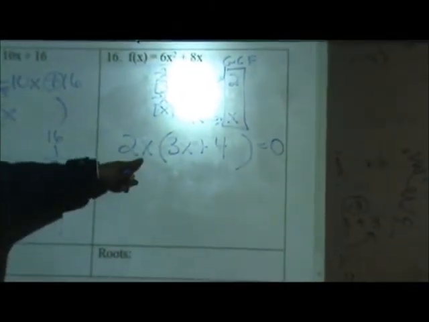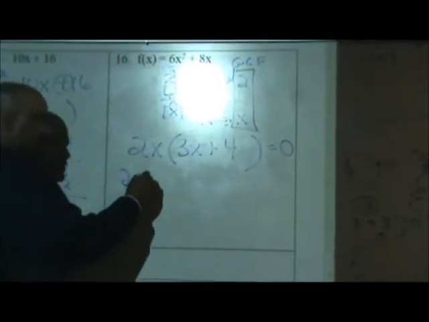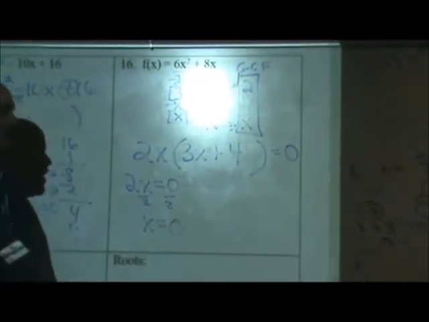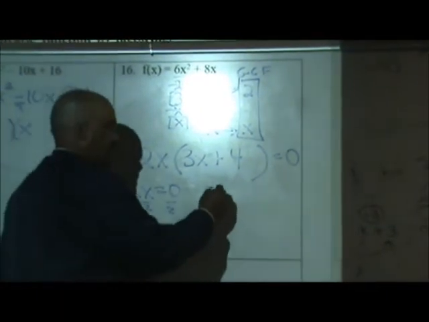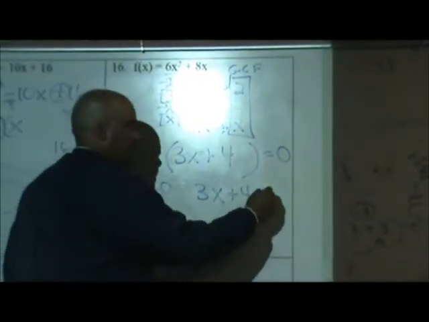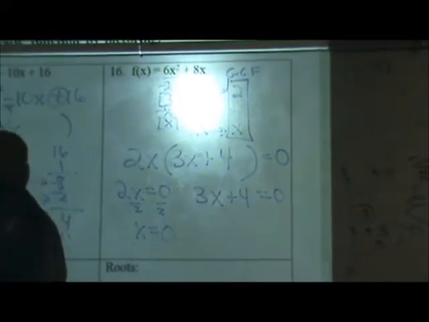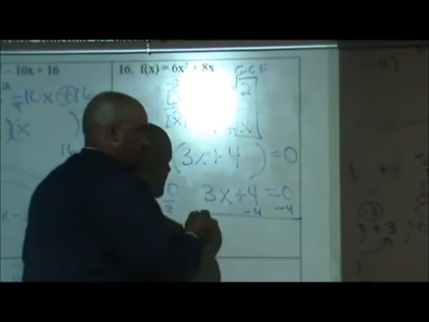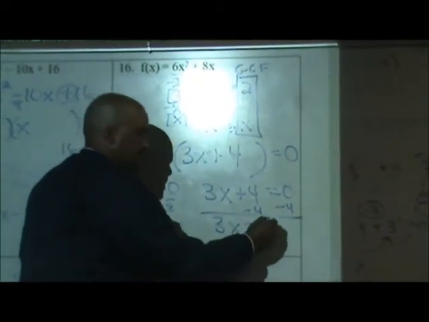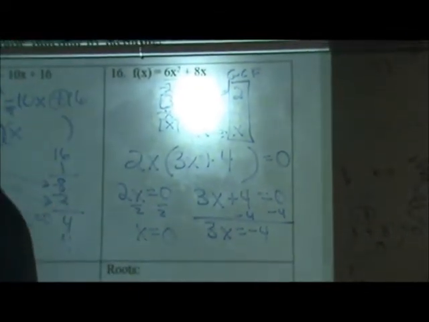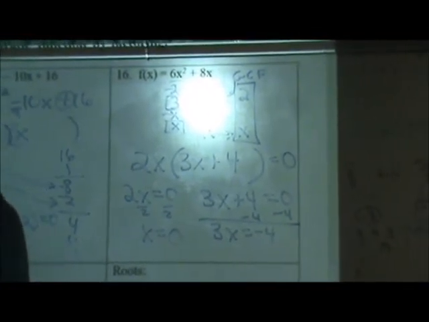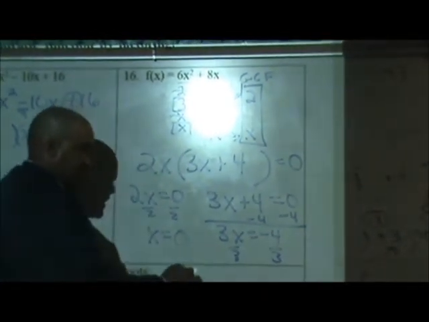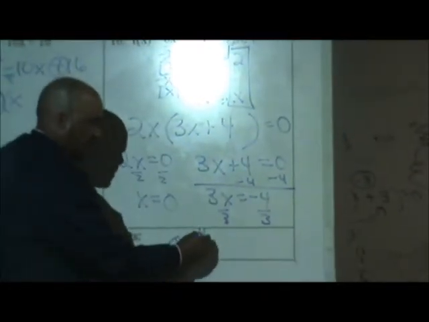Alright? What number times 2 will give me 0? 0. So if I divide by 2, x equals 0. Alright, what number times 3 plus 4 will give me 0? I have to do what first? Subtract 4. After I subtract 4, I got 3x equals negative 4. How do I get rid of a times 3? Divide by 3. In algebra, I can leave it just like that. I got 0 and negative 4 over 3.